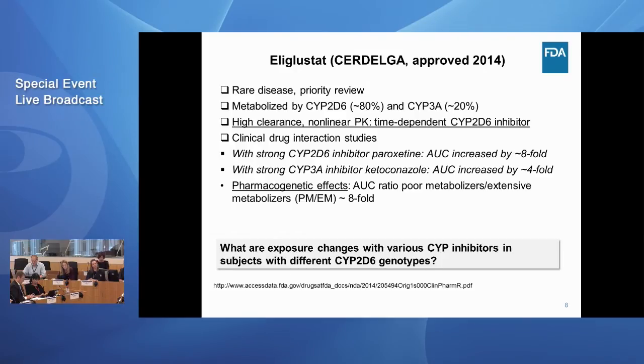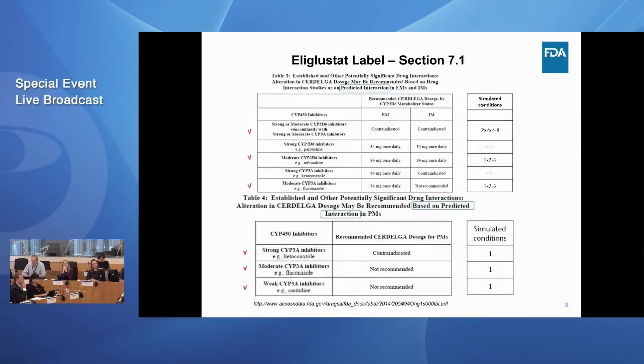And there were two clinical drug-drug interaction studies conducted with the strong 2D6 inhibitor paroxetine. AUC increased by nearly 8-fold. With the strong CYP3A inhibitor ketoconazole, AUC of eliglustat increased by 4-fold. And there's a pharmacogenetic effect identified when comparing the AUC in poor metabolizers with AUC in extensive metabolizers. And this ratio is about 8-fold, which seems to be consistent with the paroxetine finding. And then the question is, what are exposure changes with various CYP inhibitors in subjects with different CYP2D6 genotypes?